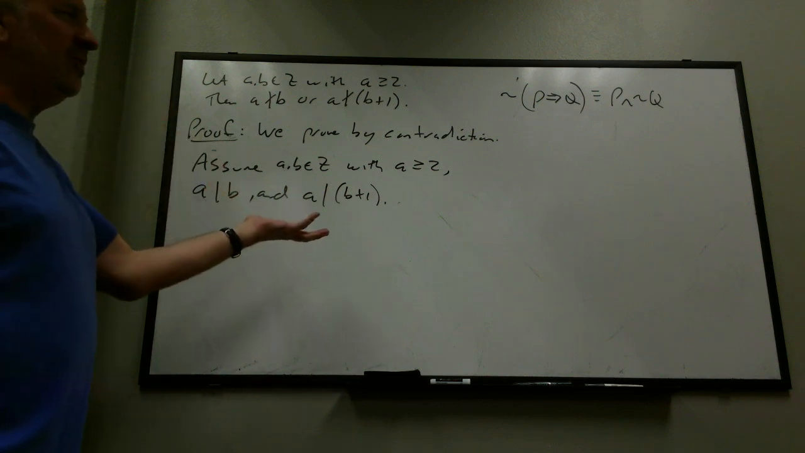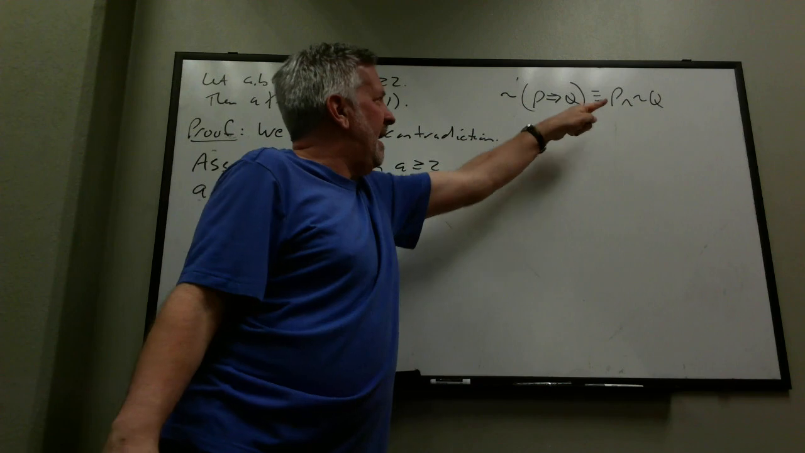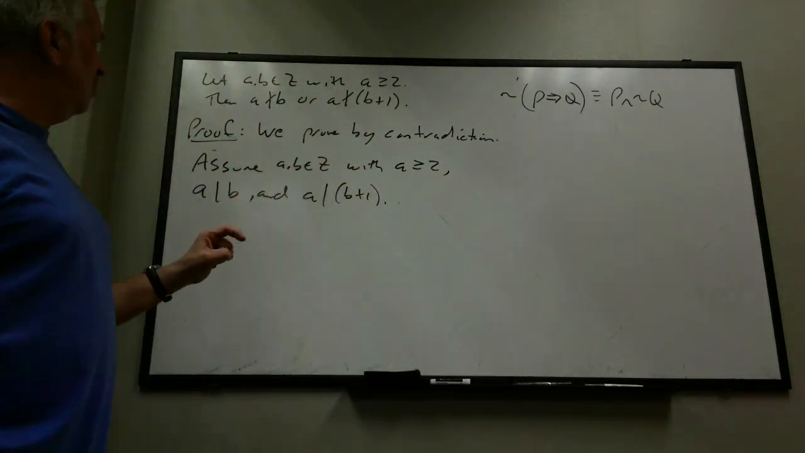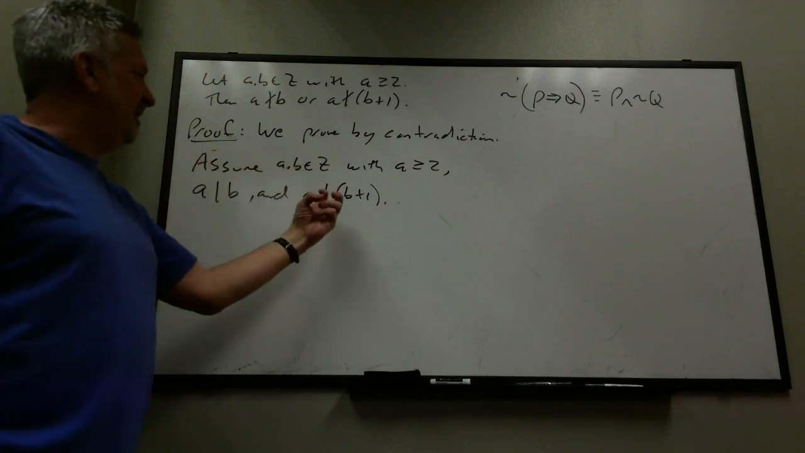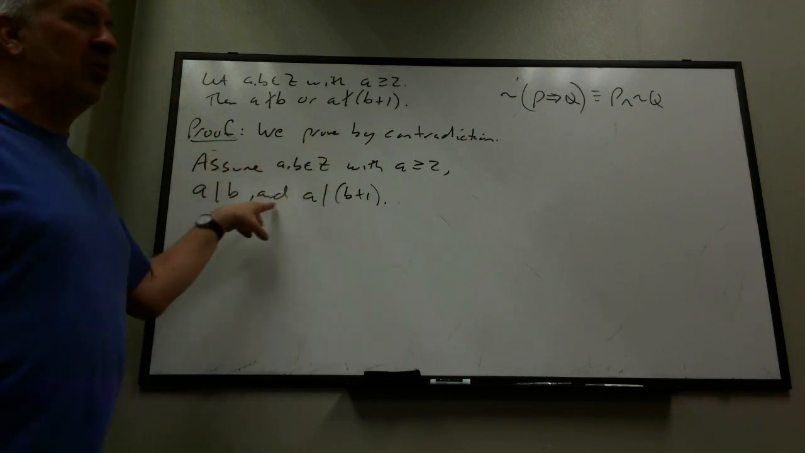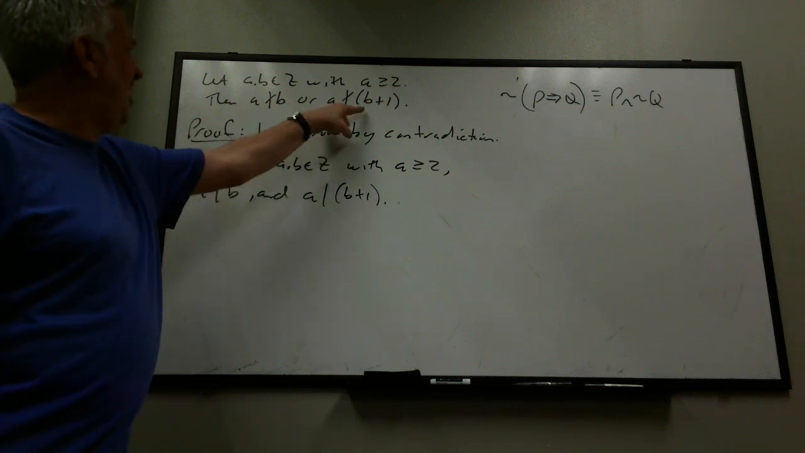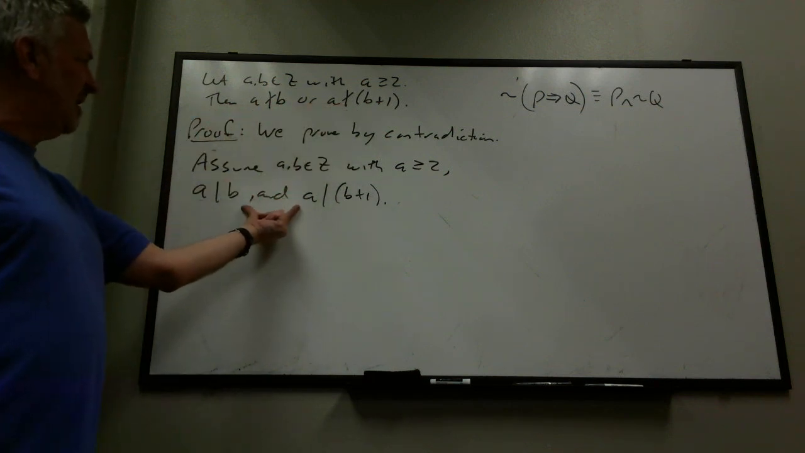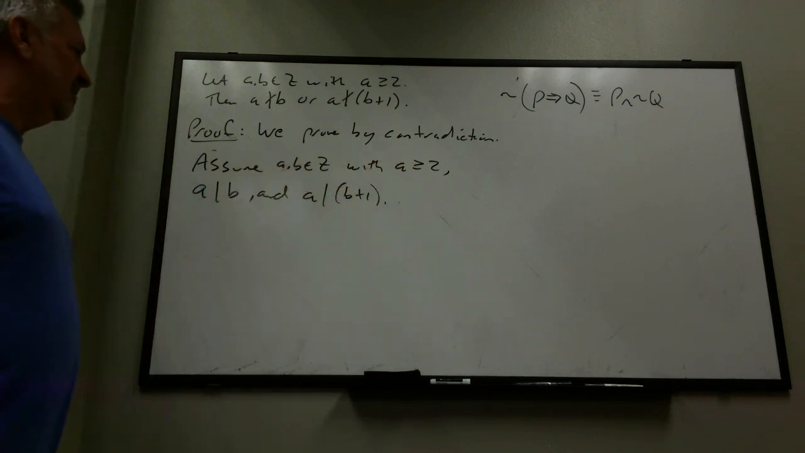So do you see the advantage of contradiction here? We get to assume P, and we assume the negation of Q. So we have A and B are integers, A is at least 2, A divides B, and A divides B plus 1. We have a lot to work with here with contradiction. Whereas with contrapositive, you would just have the negation, and you'd have to show that that doesn't hold. Okay, so that's a little messier.